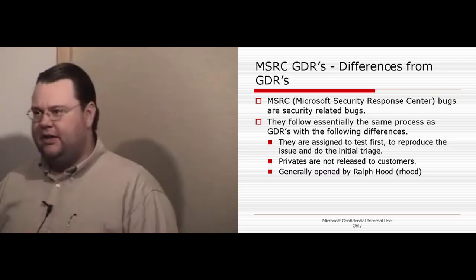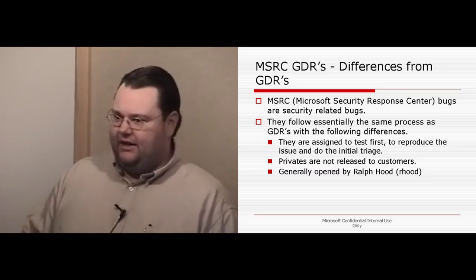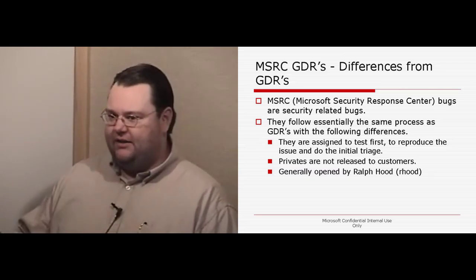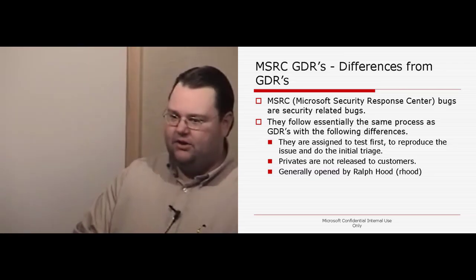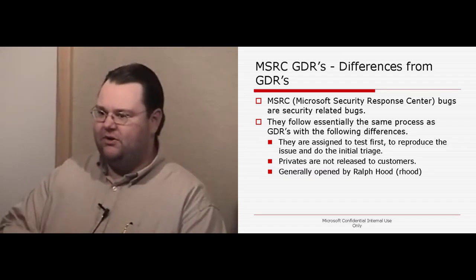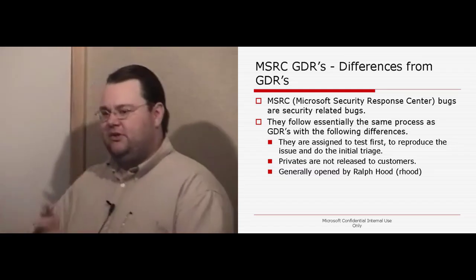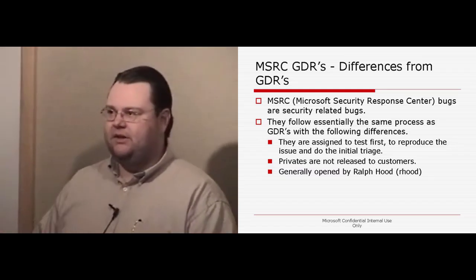The only difference is a GDR might take longer to get into that 5-week cycle, whereas an MSRC issue is generally expedited, so it gets pushed to the front of that developer queue. So if a developer's got like 10 issues that they're working on, he'll push the MSRC issues up to the top and maybe get those out first.